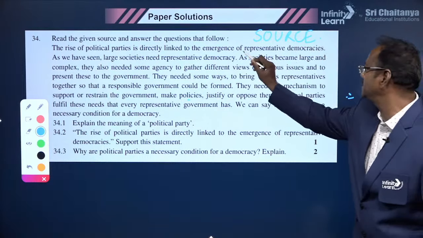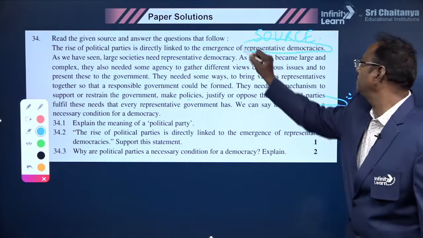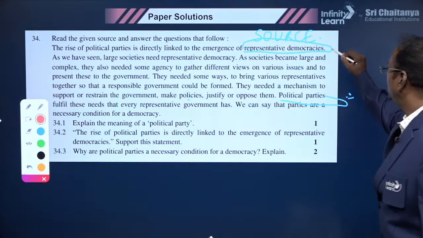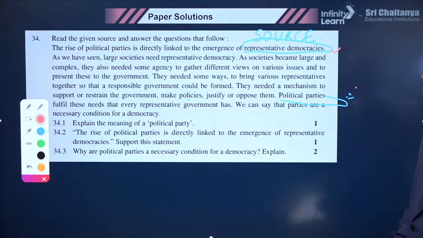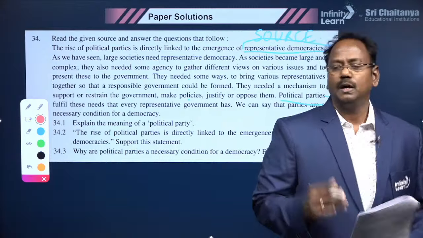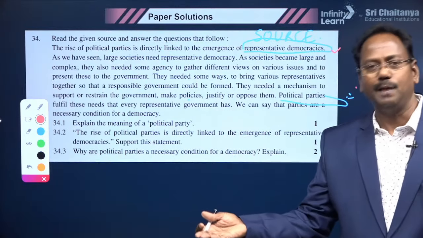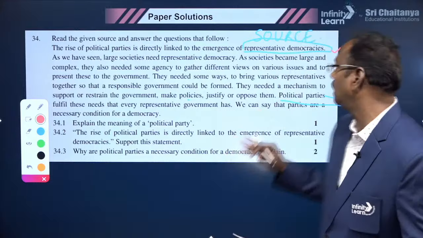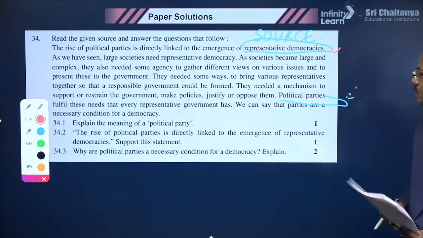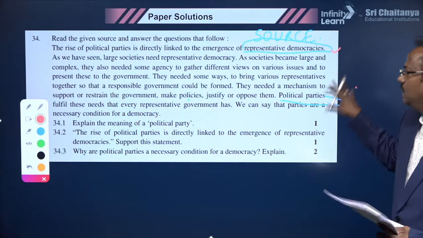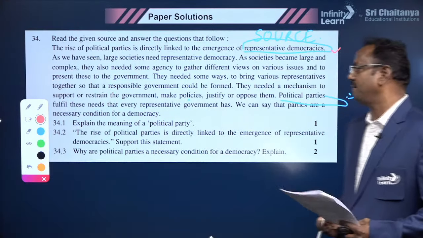See this statement: they are linked with representative democracies. There is a growth of representative democracies today; most of the world is following representative democracies, whether the parliamentary system or the presidential system. Most democracies are the representative form of democracy. Based on that, there is one paragraph. Now see what questions we have.